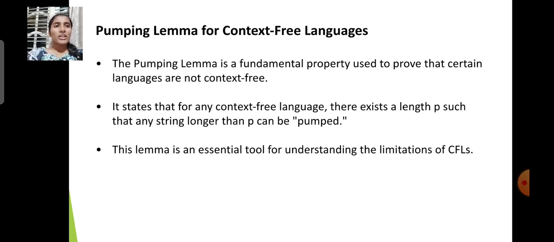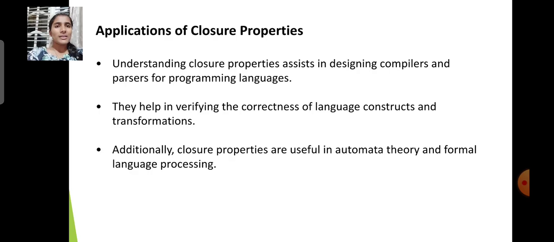Pumping lemma for context-free languages. The pumping lemma is a fundamental property used to prove that certain languages are not context-free. It states that for any context-free language there exists a length p such that any string longer than p can be pumped. This lemma is an essential tool for understanding the limitations of CFLs.